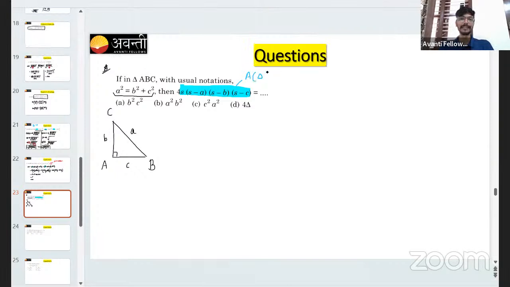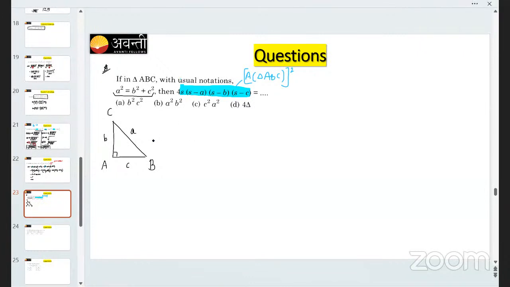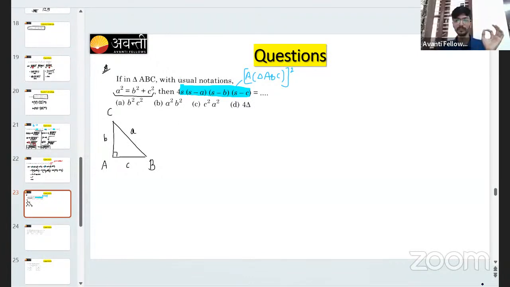Area of triangle ABC. Basically, I have been asked the value of the area of triangle ABC. Got it? Correct? I hope it is clear. Basically this is the square of the area. Don't mind this square, we did this type of question before. Got it? So these two things you need to remember. The rest is now a very simple question. I hope it is clear. Got it? So let's proceed.